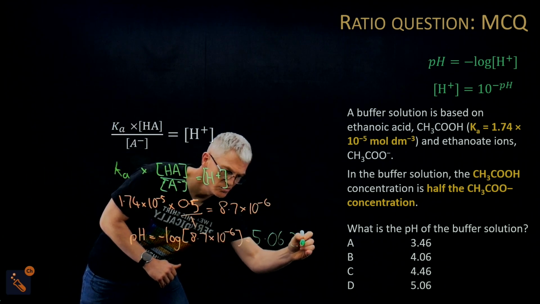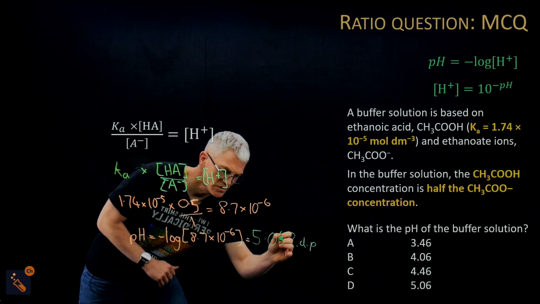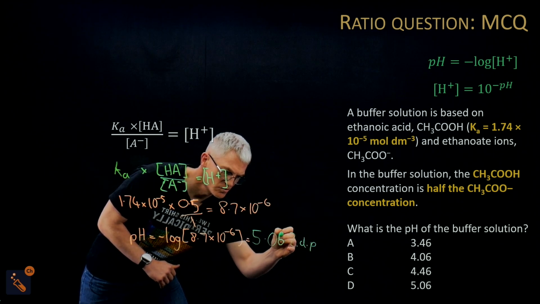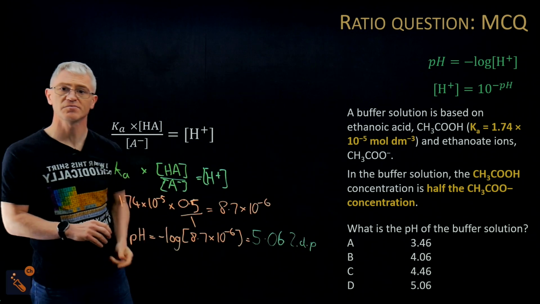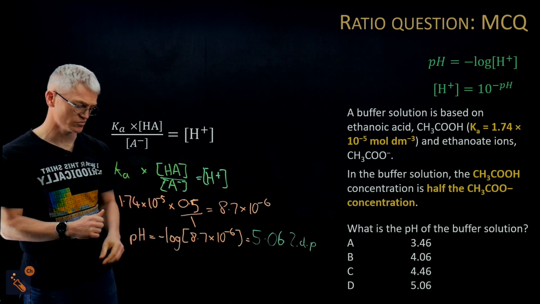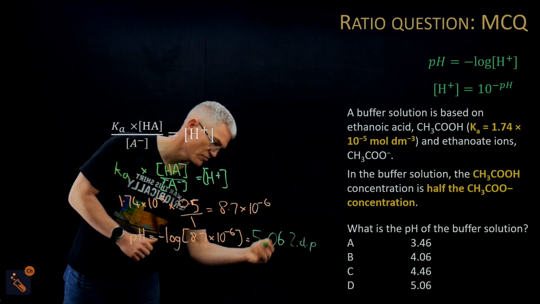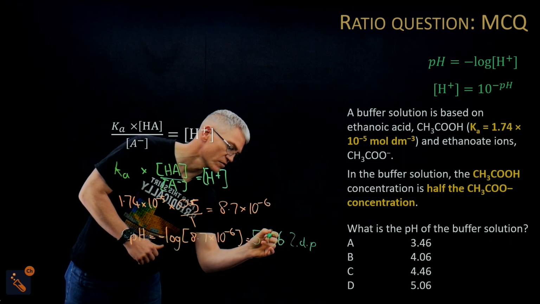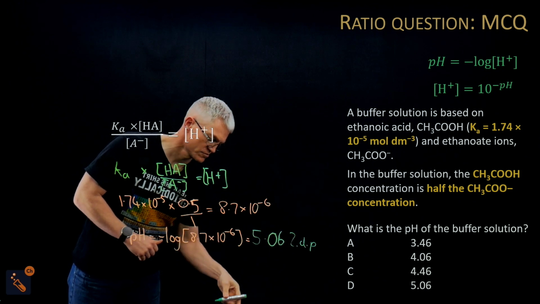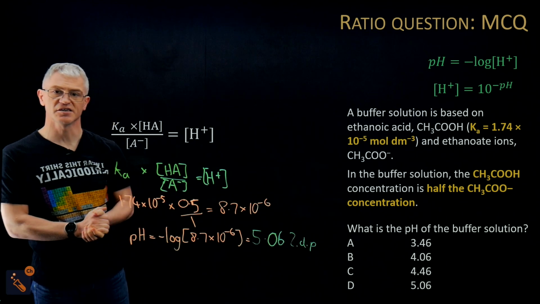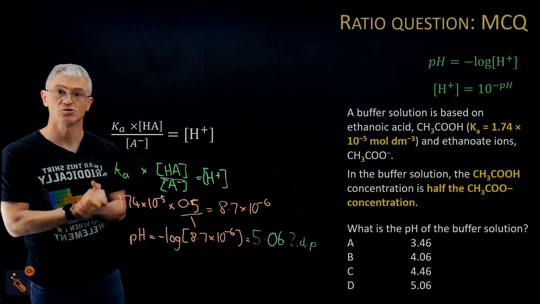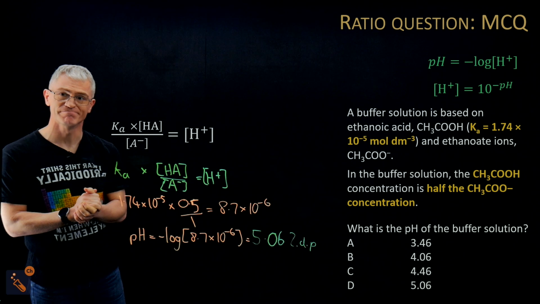5.06 to 2 decimal places. Okay, let's make that a little bit clearer. 5.06 to 2 decimal places, and that's how you do this question.